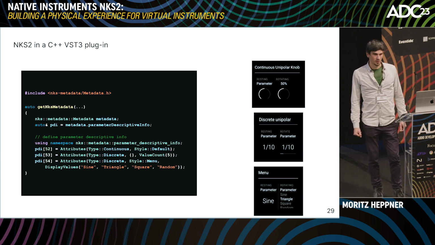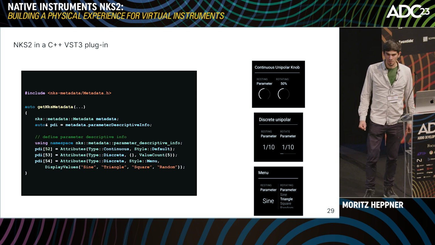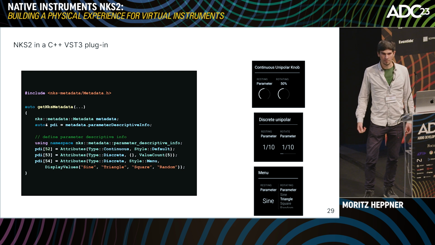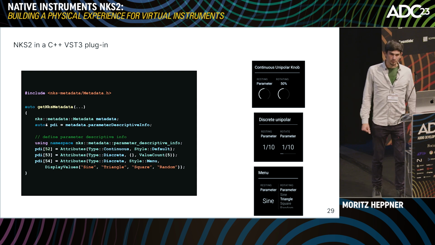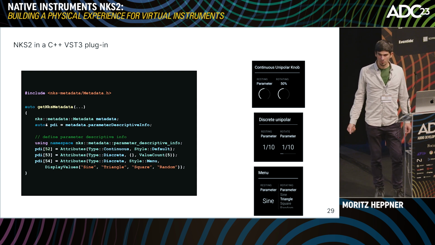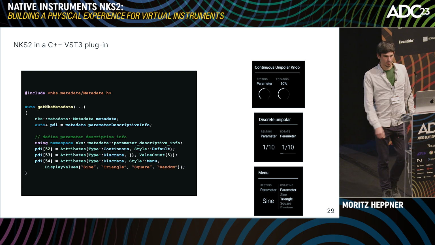Parameter descriptive info essentially is a map. And the keys in that map basically represent the IDs of the parameters, right? So it's an unsigned integer type. And what is important is that these IDs are actually equivalent with the IDs representing the same parameters in VST3. So this is how we can make the connection. And then the value type is a type that we call attributes. And this essentially encapsulates the type, the style, the value count, and the display values.